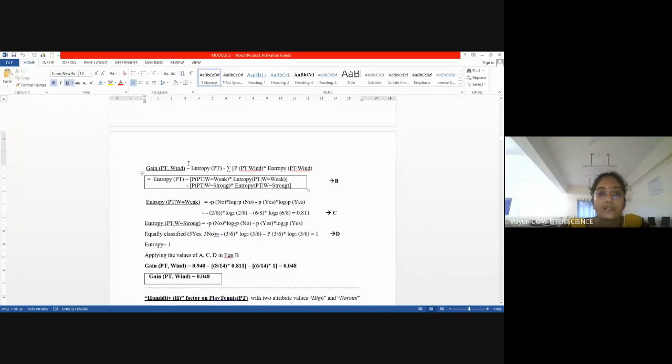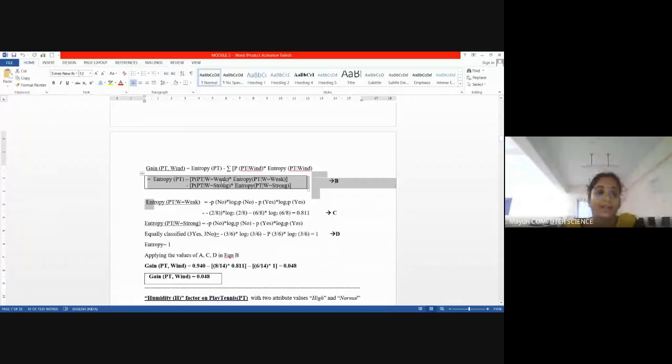What does the formula tell you? Total entropy, right? What is total entropy? We initially calculated 0.940 minus, what is the probability of weak? How many samples are there with weak out of 14 samples? Out of 14 samples, how many weak are there? Look at the table, earlier table.